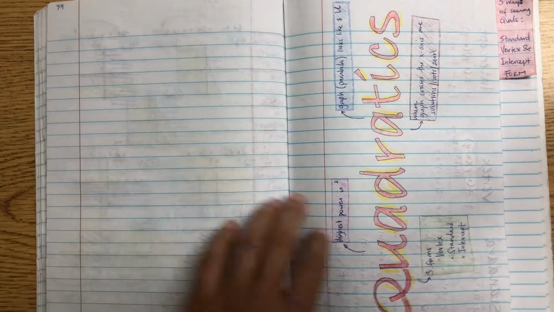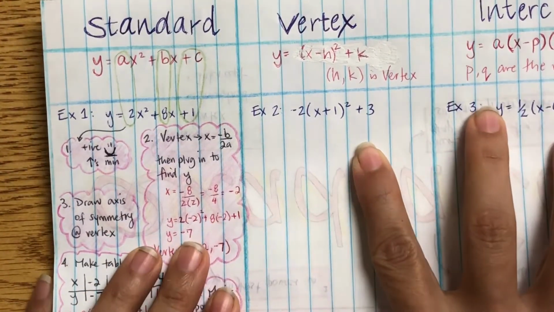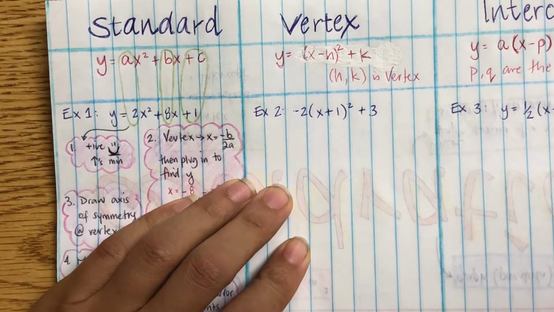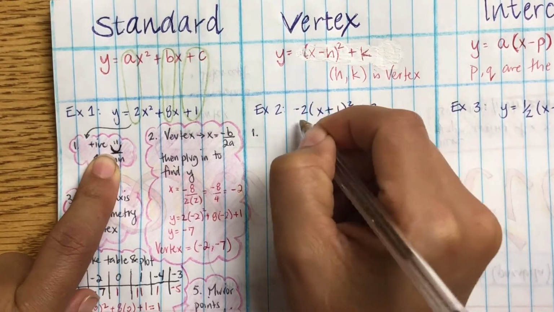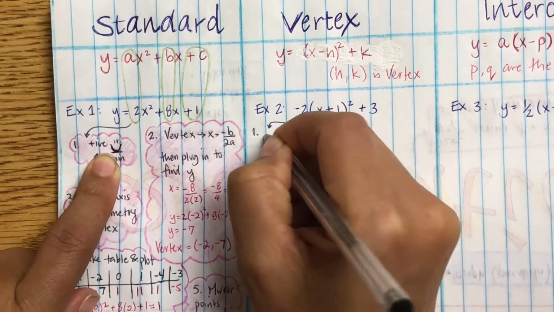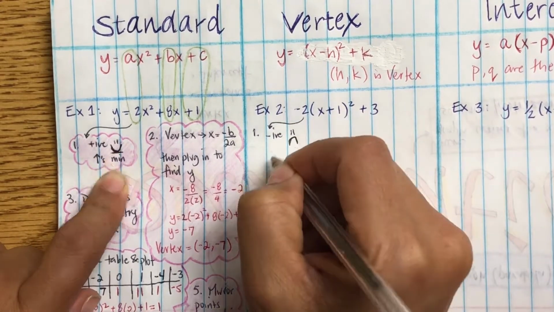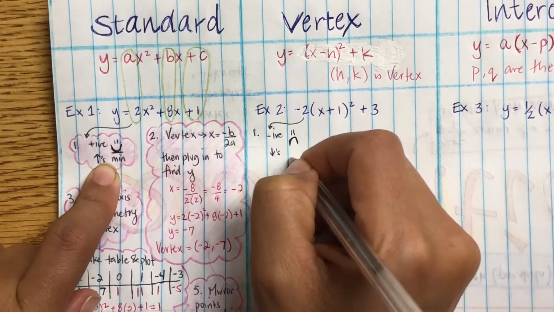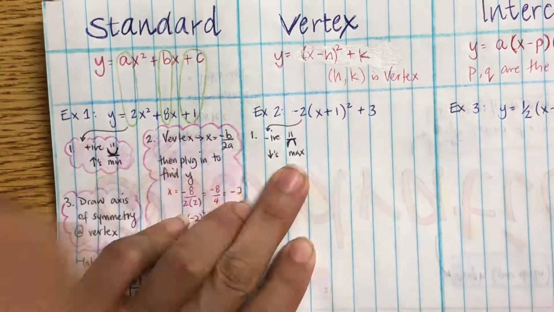Alright, so we're going to take a look at Vertex Form. Same tab, the middle column. That's what Vertex Form looks like, where H and K is the vertex. The first step is always going to be, is it positive or negative? So that number outside, is it positive or negative? It's negative, so it's a sad face, which means it's going down, which means it has a maximum, because the highest point is a maximum.